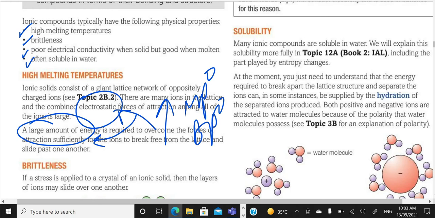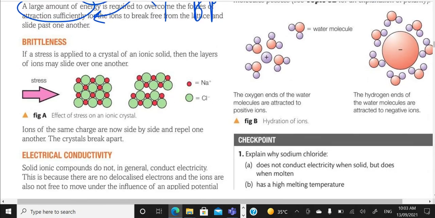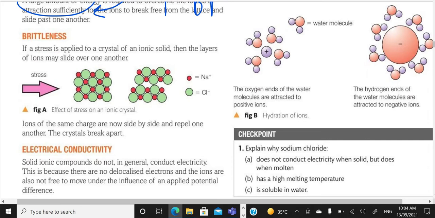Moving on to the second part, the brittleness. By brittleness, we mean that when we apply certain pressure on the ionic substances, they start hammering, they start getting shattered into pieces.